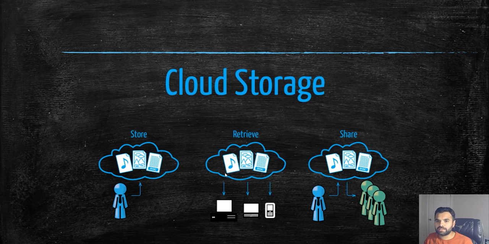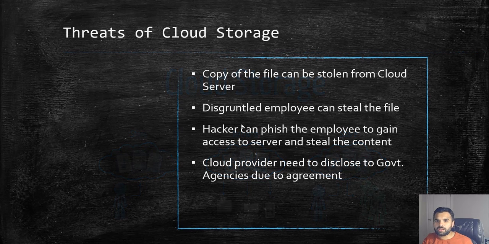Now, let's say you retrieve the file. However, you don't know, the copy of the file may still reside in the cloud. Now suppose there is a breach, and we have seen this happen so many times. They get all the copies of the files from the cloud. They get access to the cloud. Maybe there is an employee. So what are the threats?